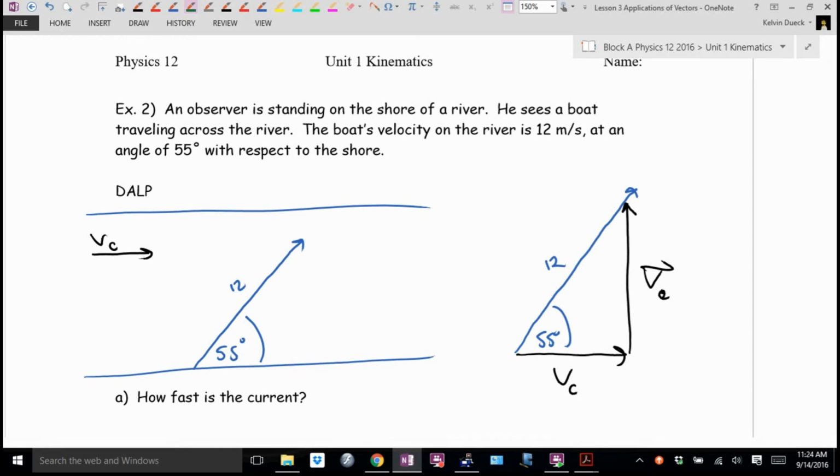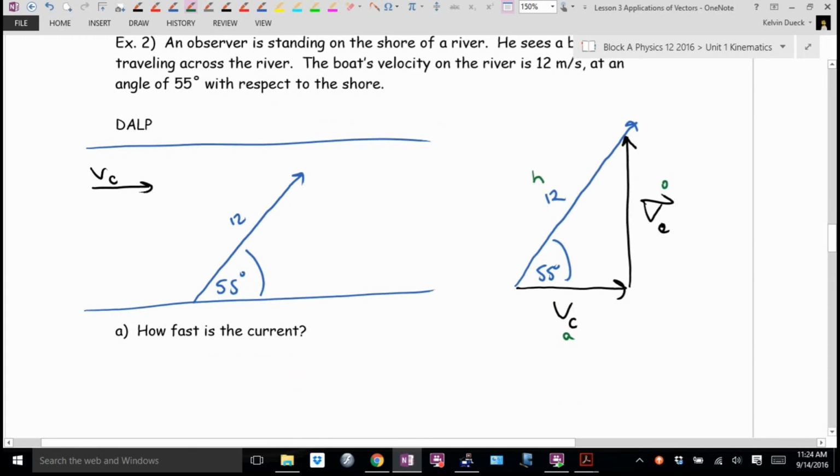Hey, Riley, that 12, opposite, adjacent or hypotenuse? What about VC, current? What about VE? Which trig function am I going to use to find the current? I'm going to cut corners because I want to give you time to work on it in class. So I think the current is going to end up being 12 cos 55.